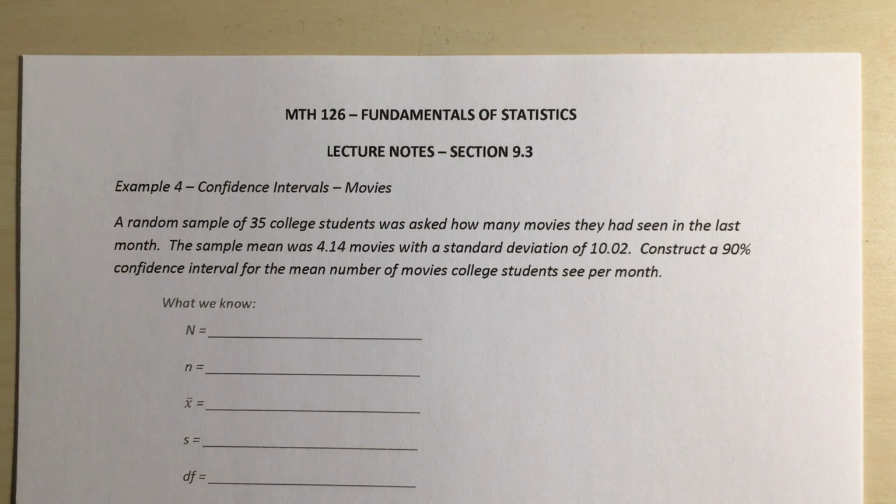Right, so let's do one more example, finding a confidence interval for a mean. A random sample of 35 college students was asked how many movies they had seen in the last month. The sample mean was 4.14 movies with a standard deviation of 10.02. Construct a 90% confidence interval for the mean number of movies college students see per month.